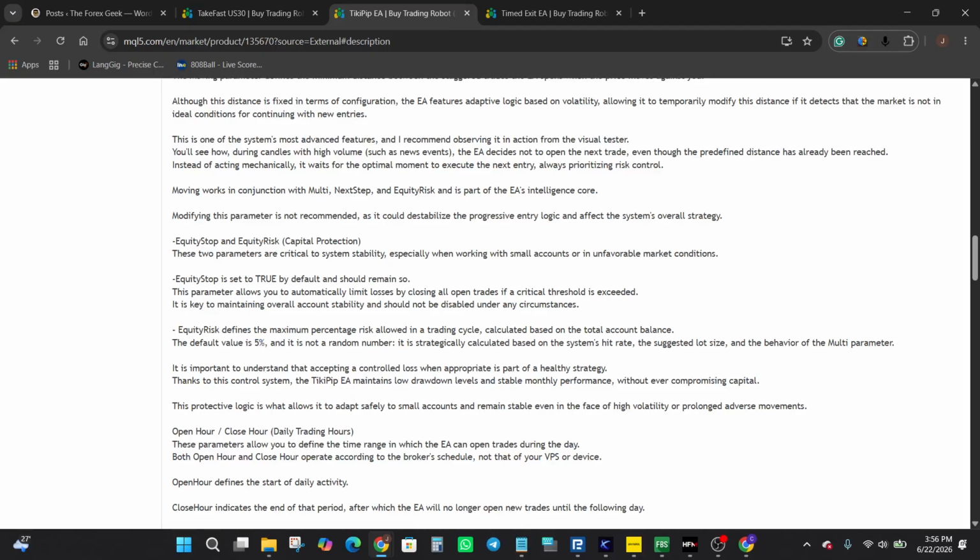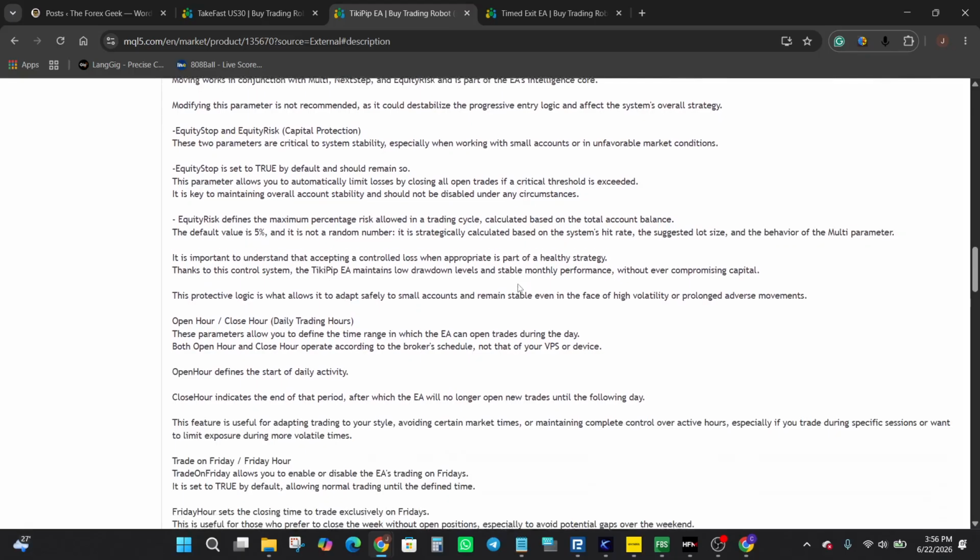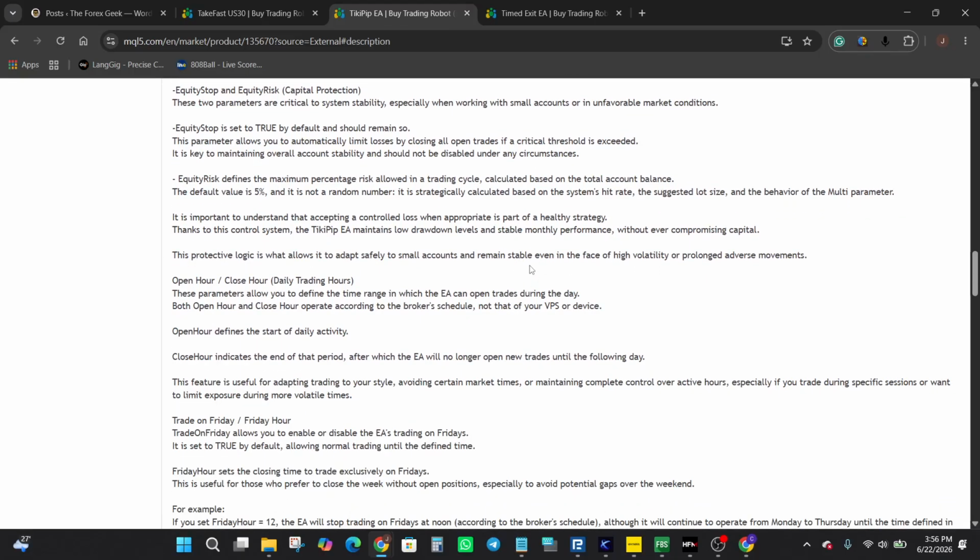The EA also includes trading schedule controls such as open hour, close hour, Friday trading management, and an optional daily profit target feature. These settings provide flexibility while allowing traders to maintain control over when the system is active. Now let us move into the backtesting section.